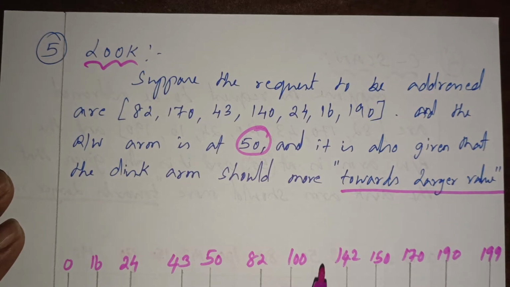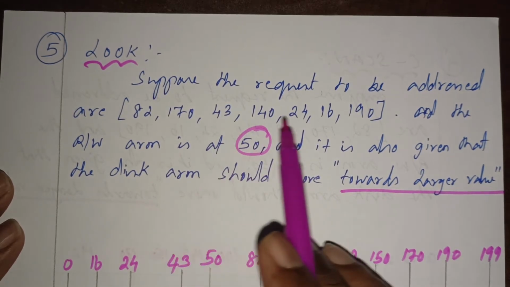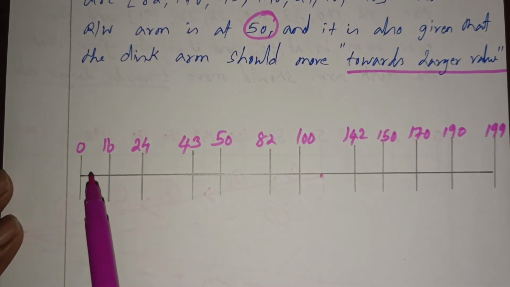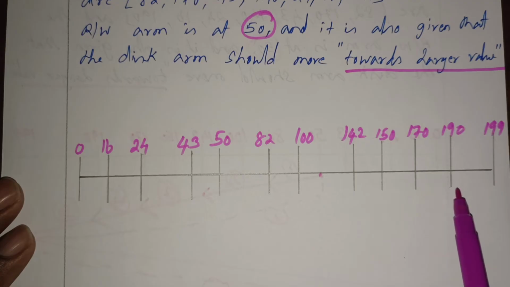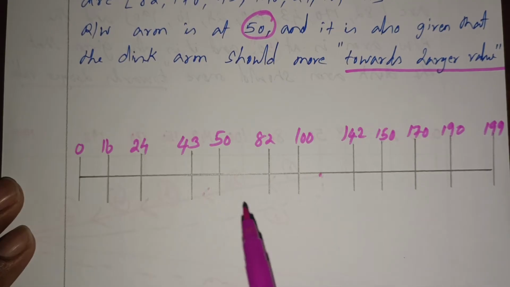You can check it: in spite of going to the end of the disk, that is 199, it will stop exactly at the request with the highest number. So it goes only to the last request to be serviced in front of the head, and then it will reverse the direction, and there it stops exactly at the last smallest request. Here on the right side, the last highest request, and it will stop at the last smallest request.